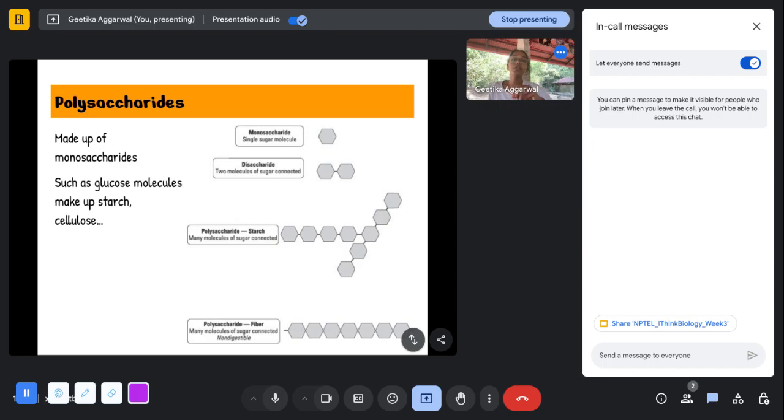If they pair in one way, then they form a starch molecule. If they pair in another way, they can form cellulose. So one of them is digestible by humans, and one of them is undigestible by humans. It cannot be digested by us.